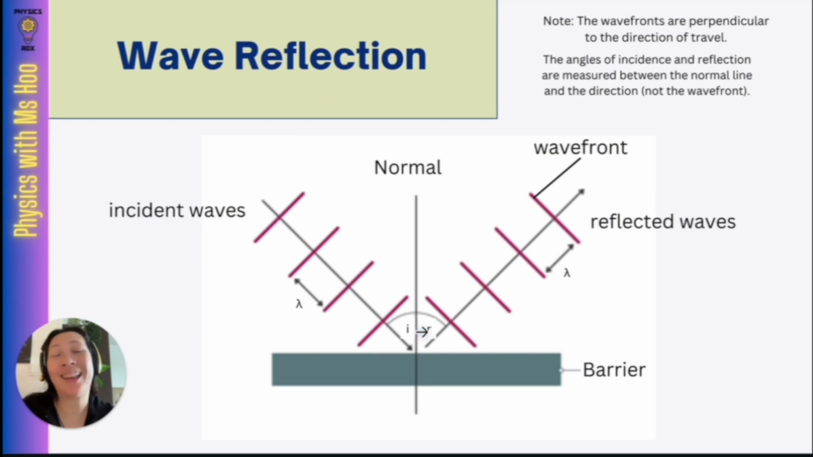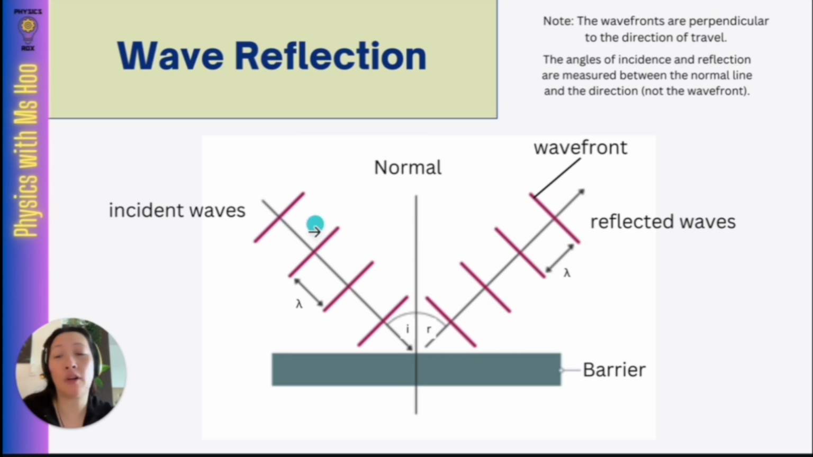Remember that light rays also have wave fronts like these. It's just that we cannot see the individual wave fronts because they're too close together. So when they're all put close together, we just see a single light ray. But if we could zoom into the light ray, we will see the individual wave fronts just like in this diagram.